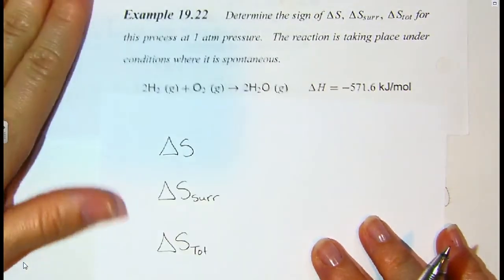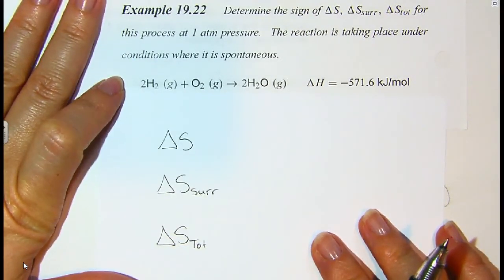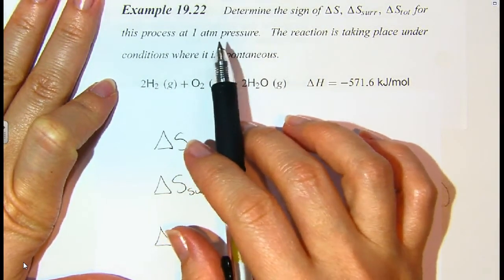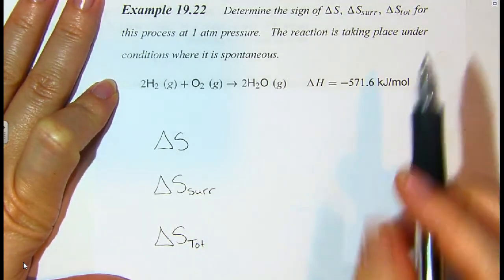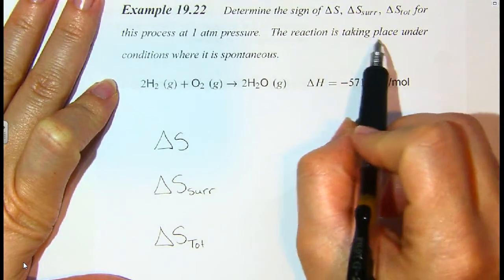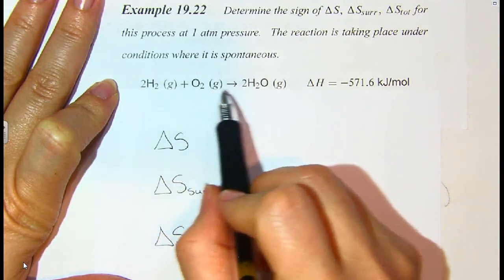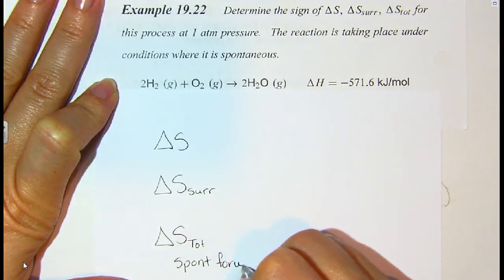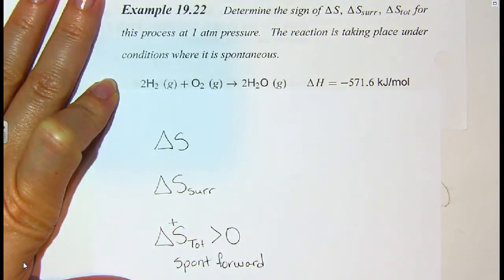Now let's look at example 19.22. Determine the sign of the delta S system, delta S surroundings, and the delta S total for this process at 1 atmosphere. By the way, they tell you 1 atmosphere because that's considered the normal pressure, which means you're dealing with a normal, possibly boiling point or melting point, etc. They tell you the reaction is taking place under conditions where it is spontaneous. So this is spontaneous in the forward direction, which is going to tell me what my delta S total is. It's spontaneous forward, so delta S total is greater than 0 or positive.